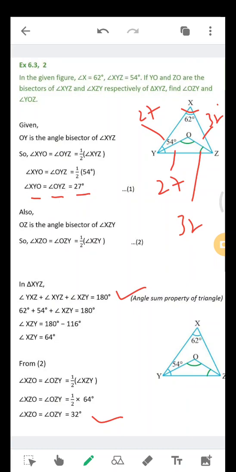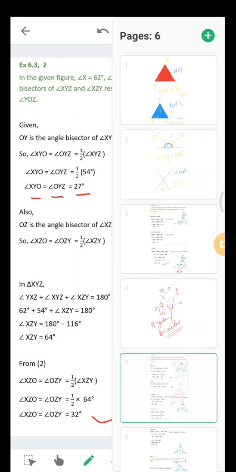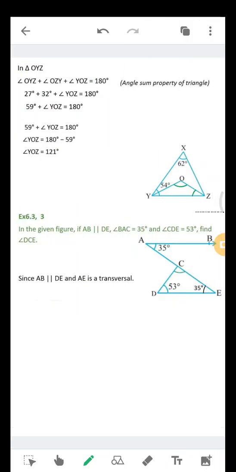Now we have got two angles of this triangle OYZ. You can clearly see if I draw this OYZ triangle, this part, OYZ, this angle is given to us as 27, and this angle we have got just now as 32. So I can easily find angle YOZ by using angle sum property. So we'll use angle sum property in the next step.